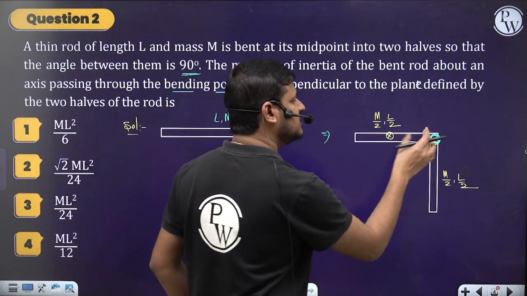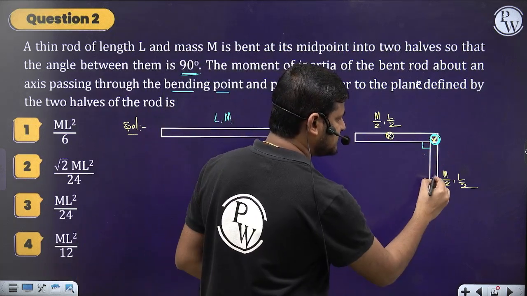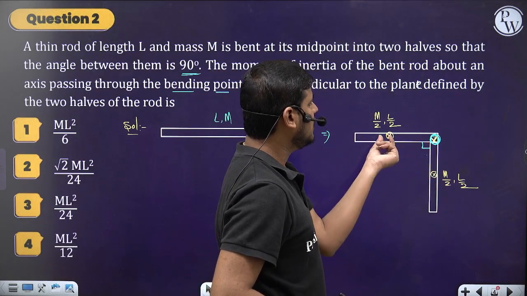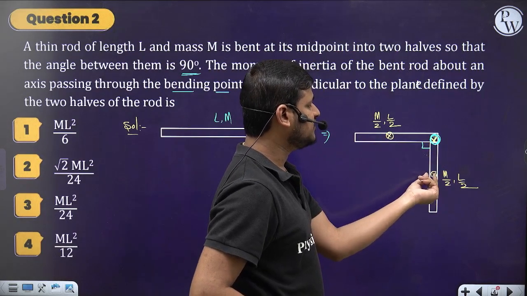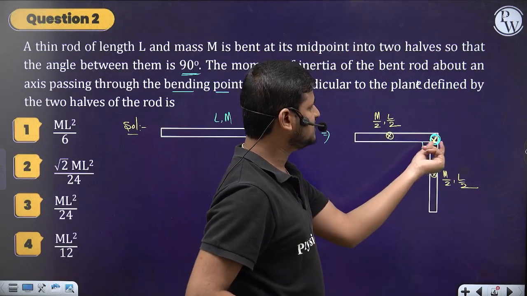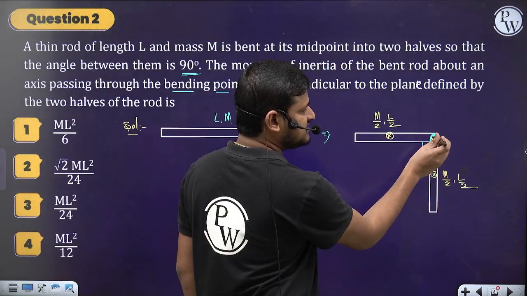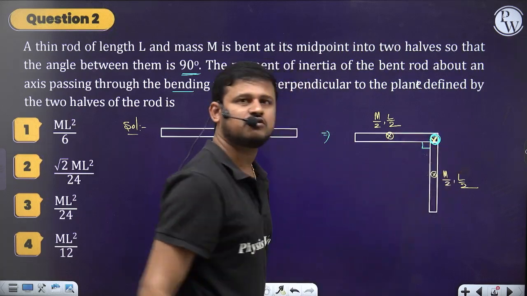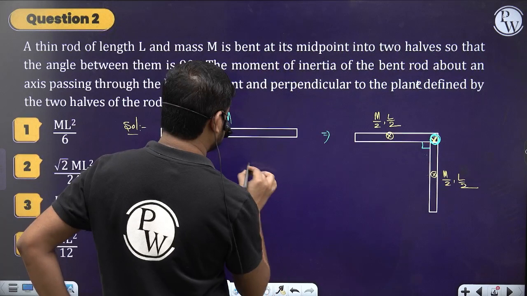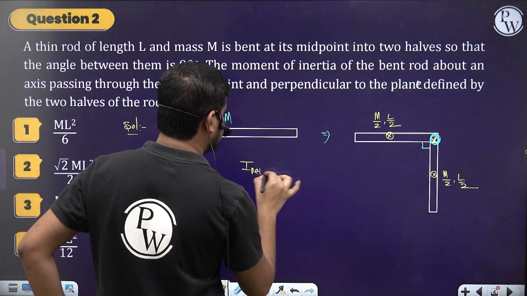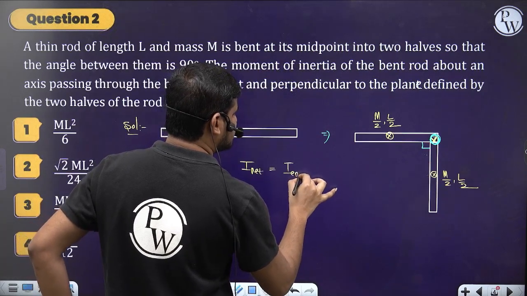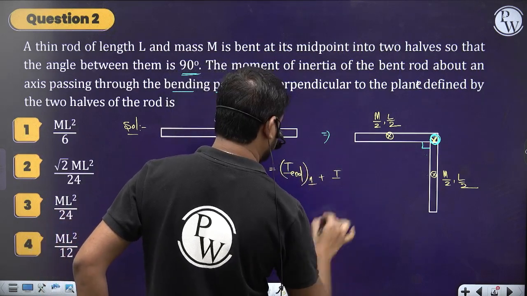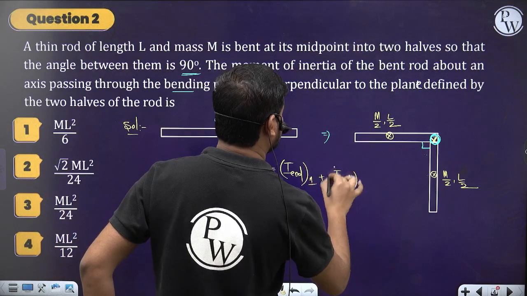For this rod, this will be the end, and for this rod, this will be the end. So we need the moment of inertia about the end of the first rod and the moment of inertia about the end of the second rod. That is your axis. This point will act as the end for the first rod and the end for the second rod. So the net moment of inertia I can write as the moment of inertia about the end for the first rod, plus the moment of inertia about the end for the second rod. That's it.